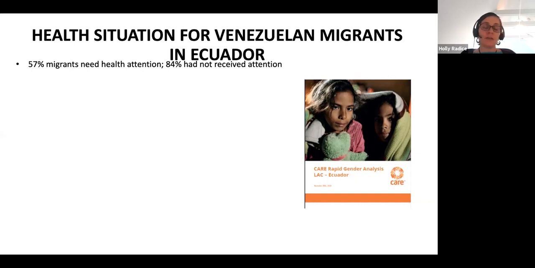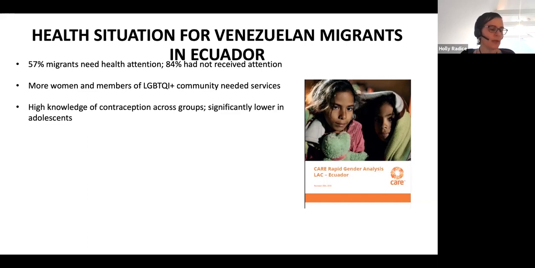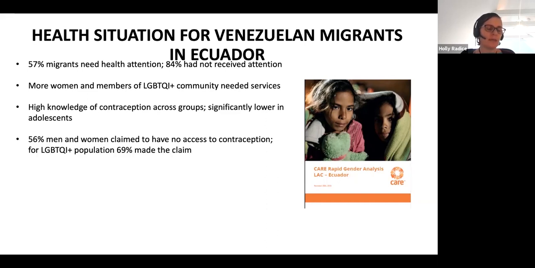There was high knowledge of contraceptive measures across all groups, except with adolescents. Even though we had a rather high understanding of contraceptives with adults, women and men said that they had no access to these measures, or they had very low access to it, I should say, and the LGBTQI population said that they were much less likely to have access to these measures.